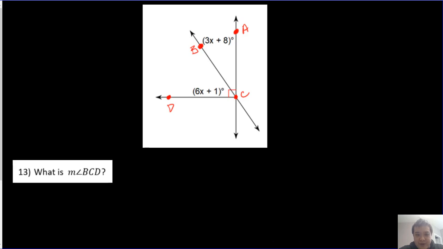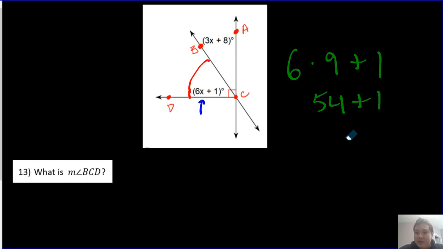Okay. So it says, what's the measurement of BCD? So BCD, that is this one right here. And we know that x is 9. So what we can do is plug in that value right here. So that would be 6 times 9 plus 1. 6 times 9 is 54 plus 1. It makes it 55 degrees. So the angle measurement of BCD is 55 degrees.